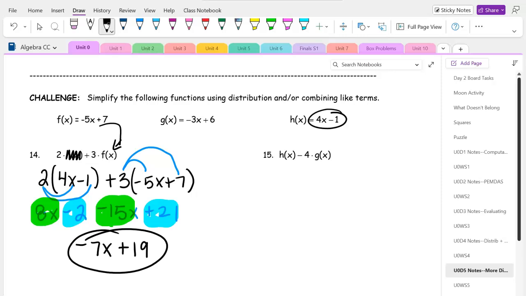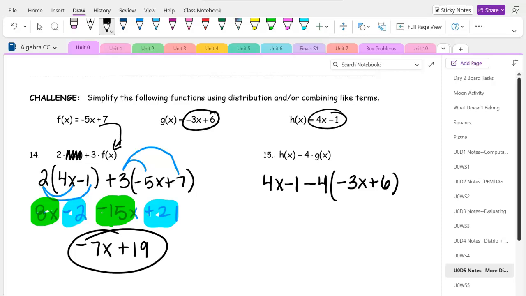Let's try one more like that. h of x. See how there's not a number in front of h of x? So that just means it's h of x. Minus 4 times g of x. This is g of x, so that's what's going to go in your parentheses.